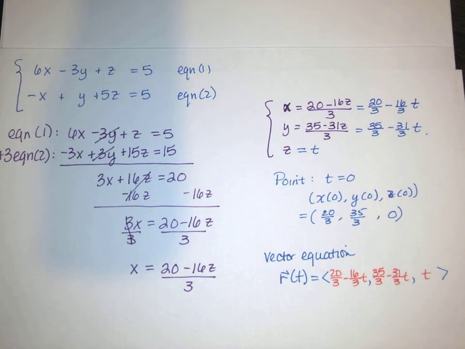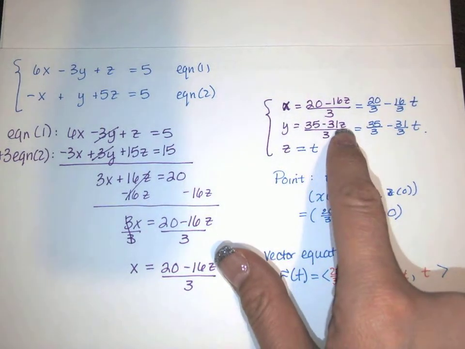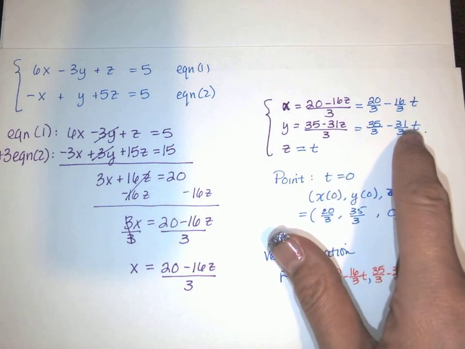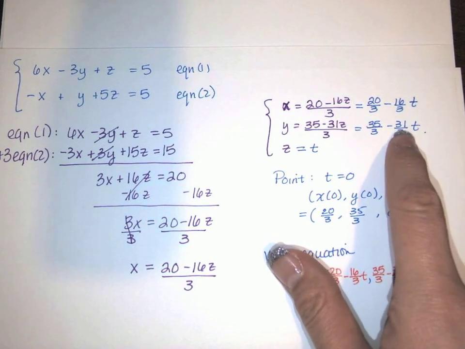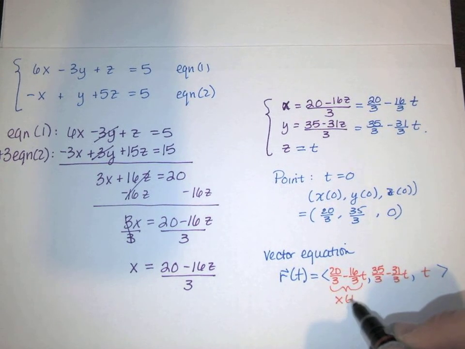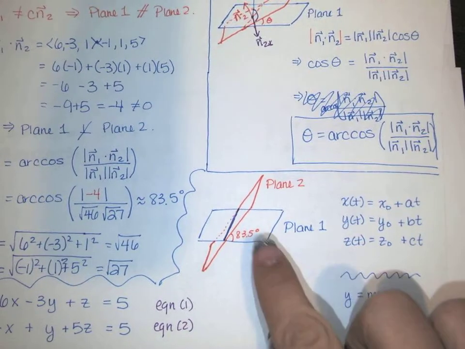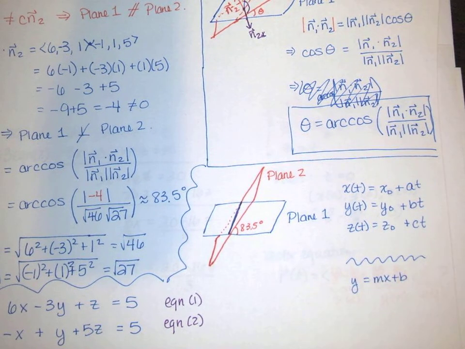Now, people are going to get different answers. If you wanted, you could choose z to be 3t, and if z was 3t, then this wouldn't have to be 31 over 3 times t, it would just be 31t. I mean, you could change everything by multiplying all the t's by 3. There are a lot of different things you can do. This is just one of many possible answers, but it's got an x of t, a y of t, and a z of t. And that describes where the original planes, this plane and this plane, meet.